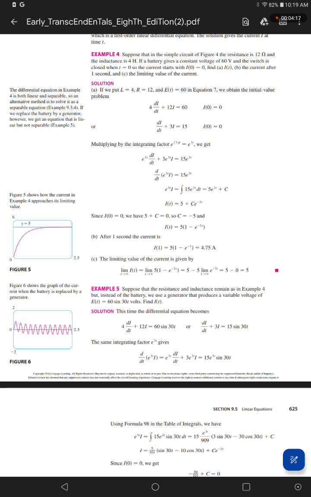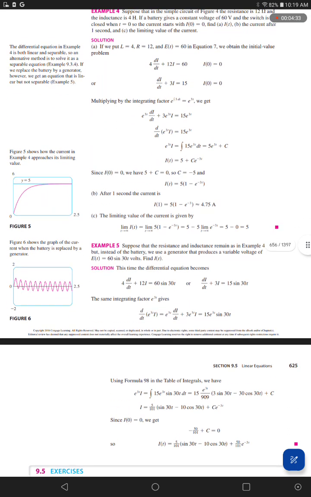Example 5. Figure 5 shows how the current in example 4 approaches its limiting value. See figure 5, y equals 5. Example 5.